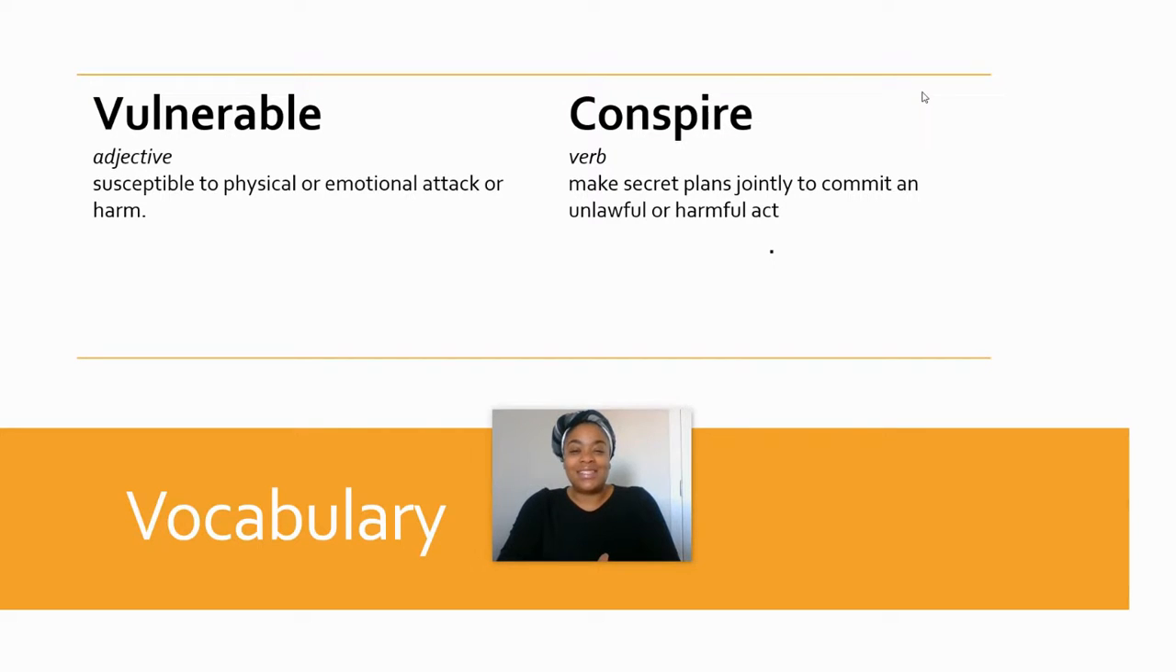The next word is conspire. What word? Conspire is a verb. Conspire means to make secret plans jointly to commit an unlawful or harmful act. The word is conspire. What word?